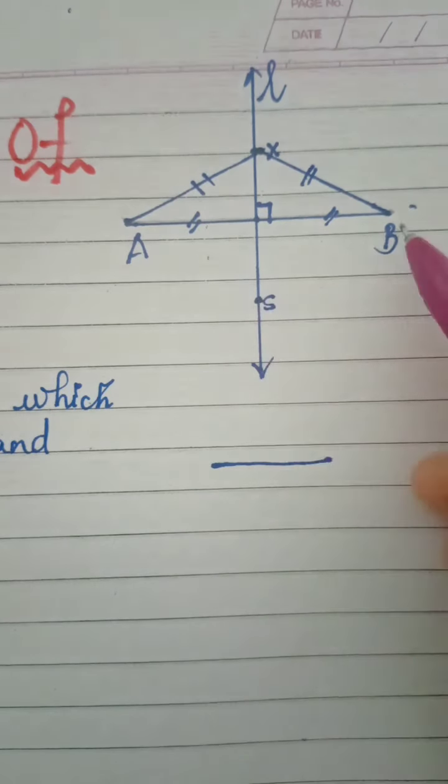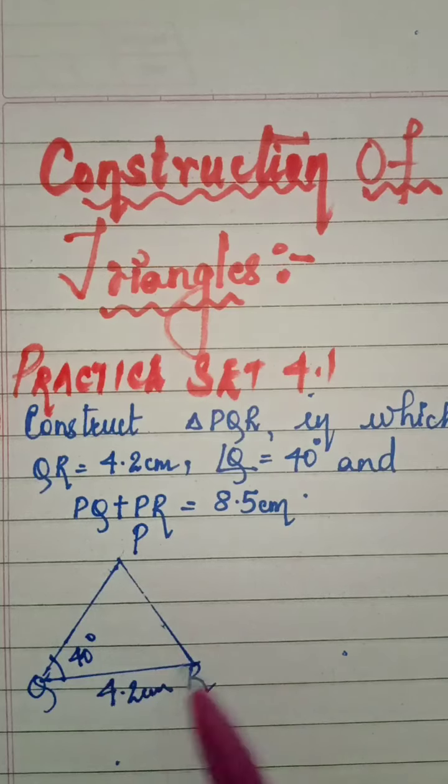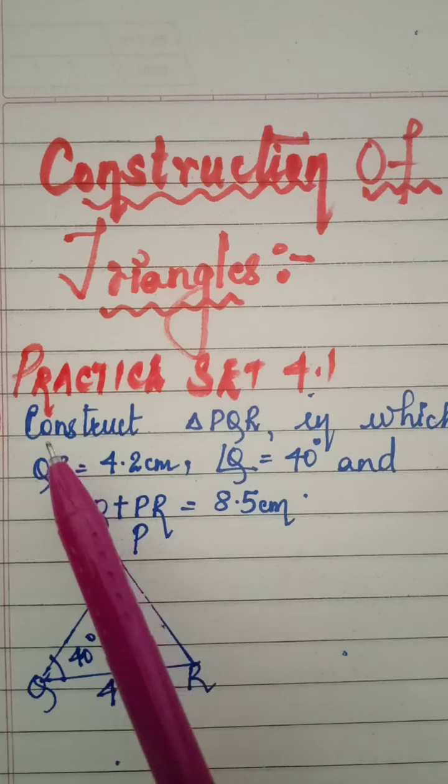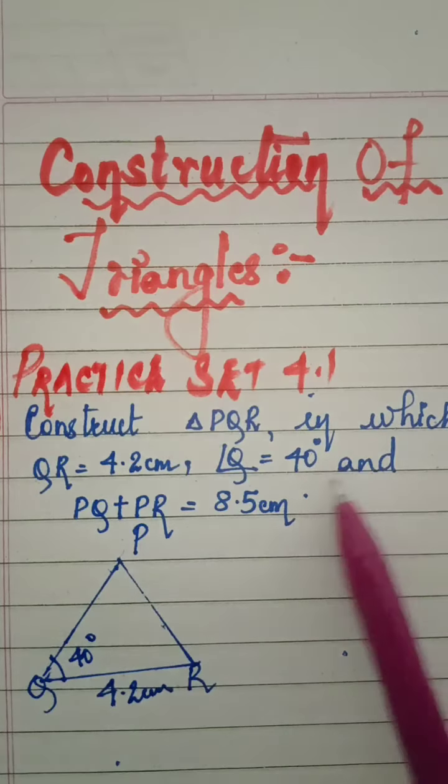Out of the given information, we know QR is 4.2 centimeter. Angle Q is 40 degree. Now, instead of giving the sides PQ and PR separately, they have added the remaining two sides and given the sum of the remaining two sides. So, if you have sum of two sides and one side measurement given with an angle, I told you, out of three sides and three angles, at least you need two parts. So, one side and one angle is given, and additional information. So, we know sum of the other two sides.